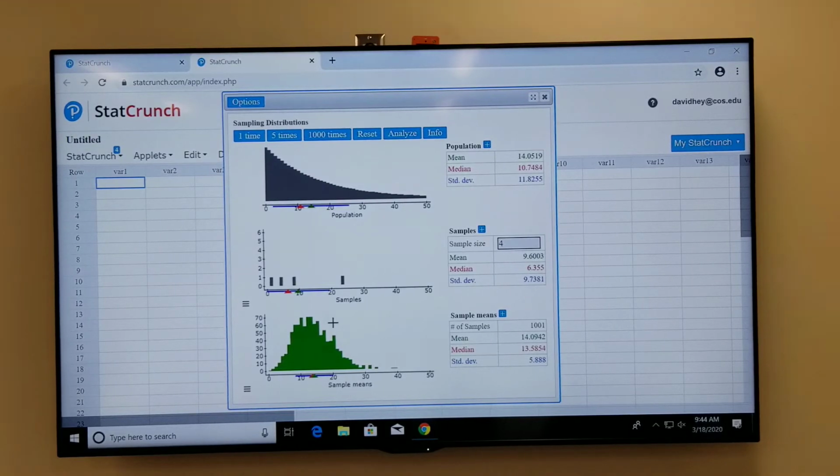But the distribution of my sample means is not bell-shaped. And in fact, I'll keep taking more and more samples. If I do this 20,000 times, then you can definitely see we've got kind of a skewed right distribution over here. Okay. So that's worth writing down. Let's write that down.